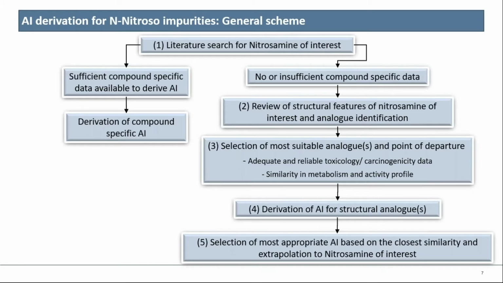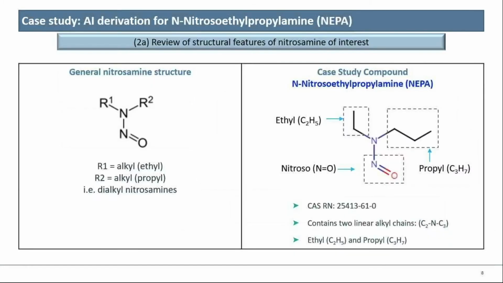Then again repeat the literature search to retrieve cancer potency data and other toxicological data for those analogs. Then whichever analogs having adequate data will be further screened down, selected. Then a detailed review of cancer potency data will be performed. A suitable cancer potency endpoint will be selected and AI will be derived. Now, here I'm going to talk about a case study in which AI is derived for N-nitroso-ethyl propylamine or NEPA.